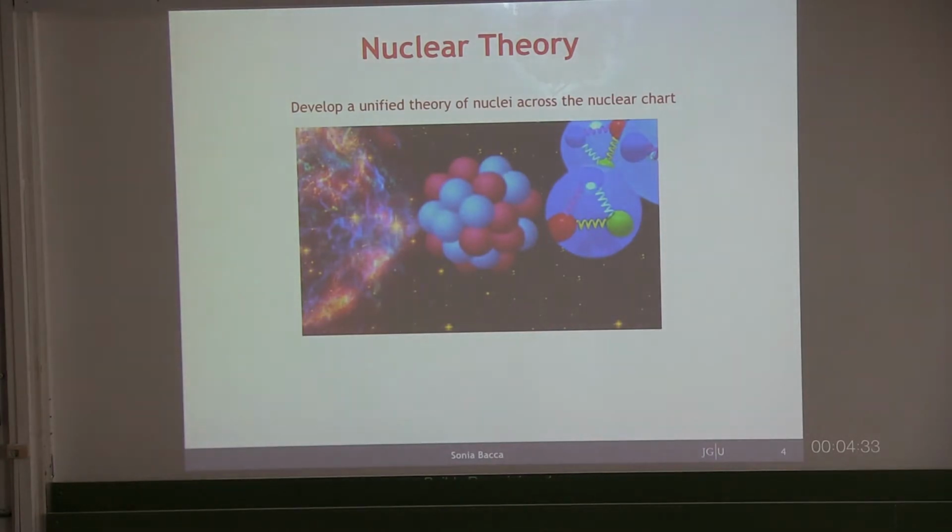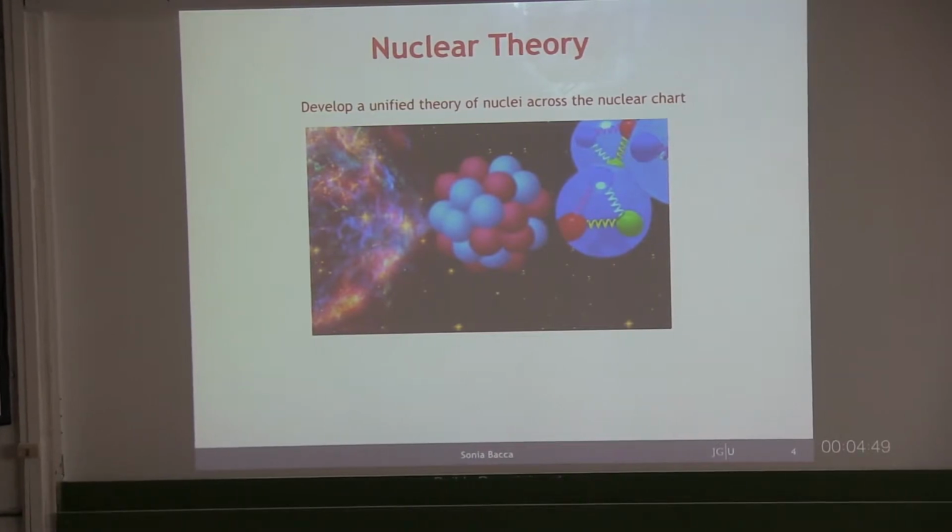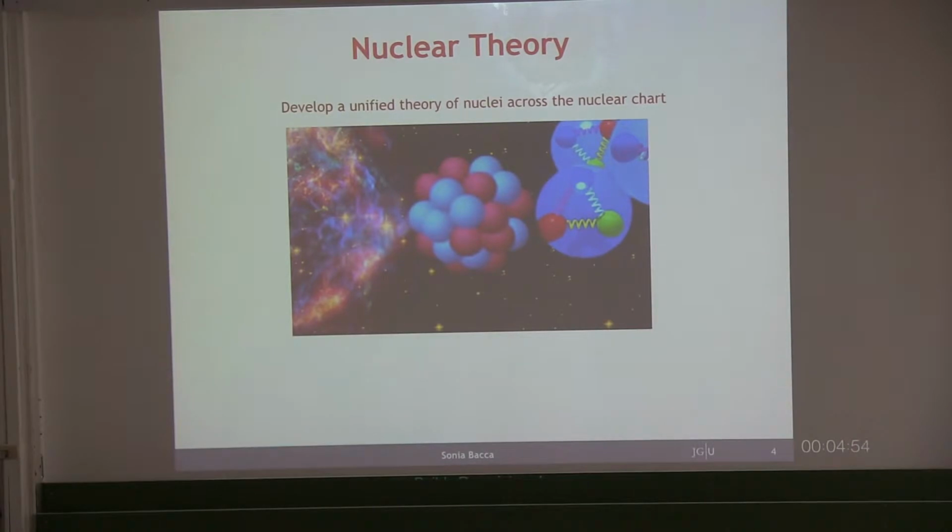So let's talk about what the goal is of nuclear theory. We would like to develop a unified theory for all nuclei across the nuclear chart. But not only that, because we would like to connect the picture of the nucleus as a system of interacting protons and neutrons as much as possible to the fundamental theory of QCD. And on the other hand, we also would like to connect to astrophysics, where there is a lot of nuclear physics input that we need to understand astrophysical phenomena.